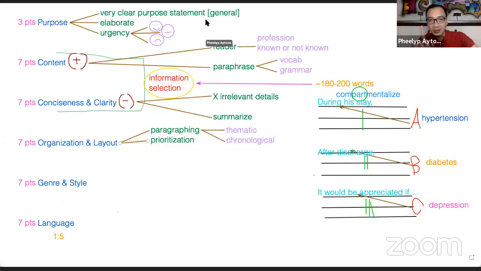Therefore, the punchline: if you separate the discussion of hypertension and diabetes in different paragraphs, what are you telling the reader? Related or not related, these two conditions? Not related. However, if you discuss hypertension and diabetes in a single paragraph, what are you telling me? Related.